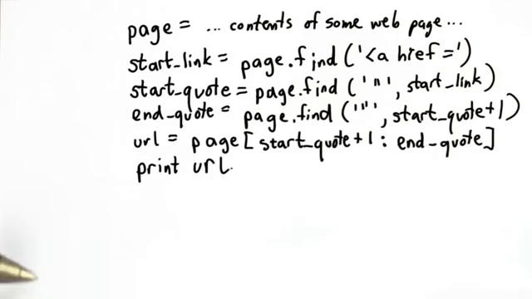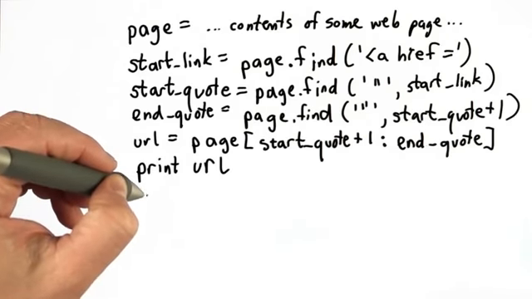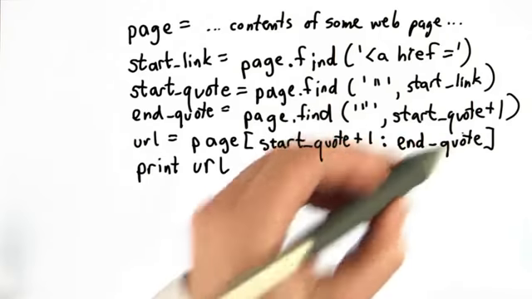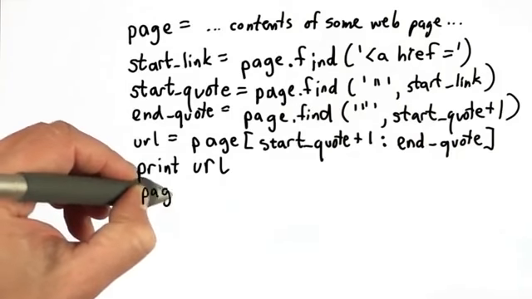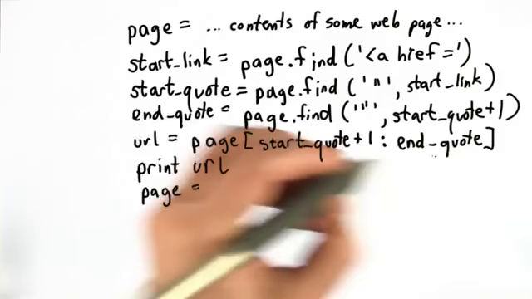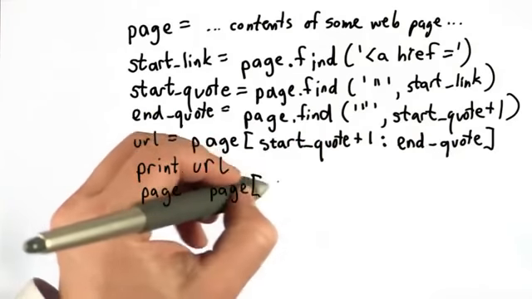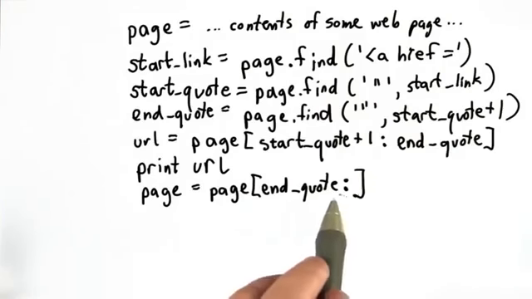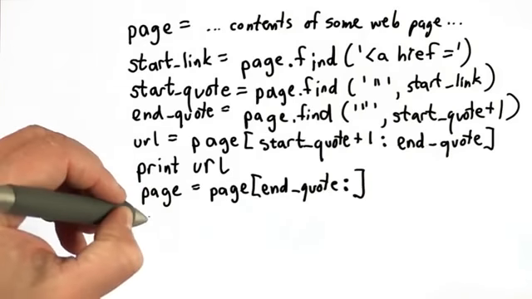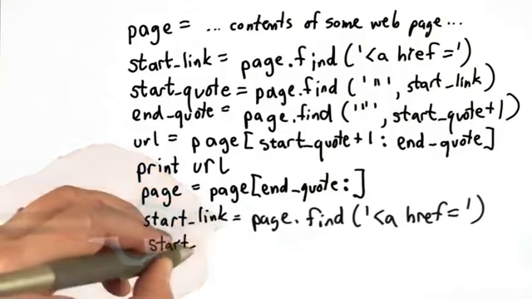If we wanted to find the second one, well, we could do it all again. We could say, well, now we want to advance, so we're only looking at the rest of the page. So we could do that by updating the variable page, assigning to it the result of the rest of the page starting from end quote. And remember, when there's a blank after the colon, that means select from this position to the very end. And then we could do all the same stuff. So we'll do start link again. We'll do start quote again.